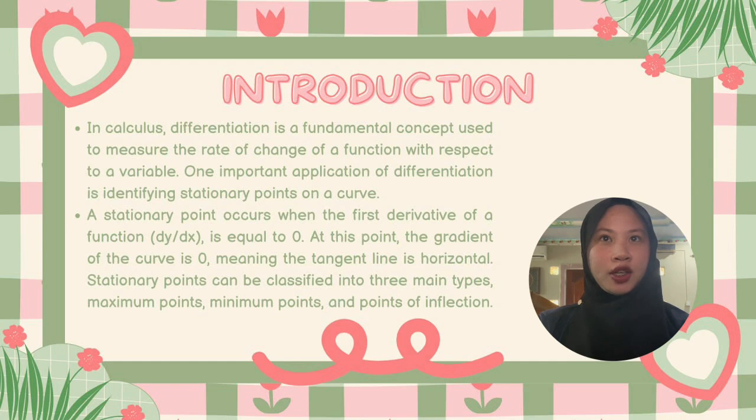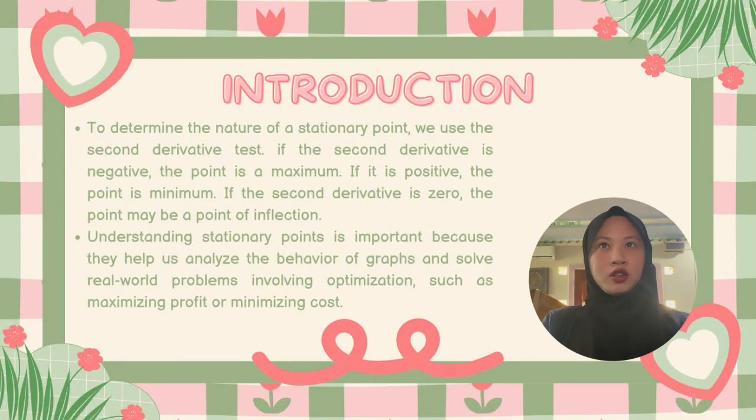Stationary points can be classified into three main types: maximum point, minimum point, and point of inflection. To determine the nature of a stationary point, we use the second derivative test. If the second derivative is negative, the point is a maximum. If it is positive, the point is a minimum. If the second derivative is 0, the point might be a point of inflection.